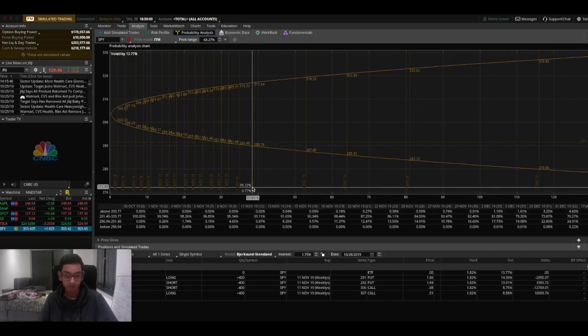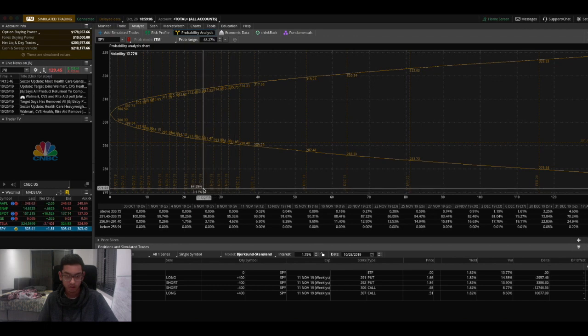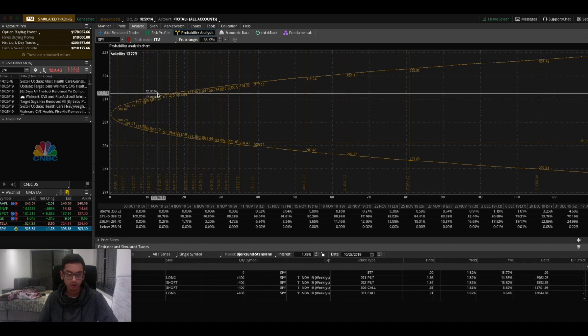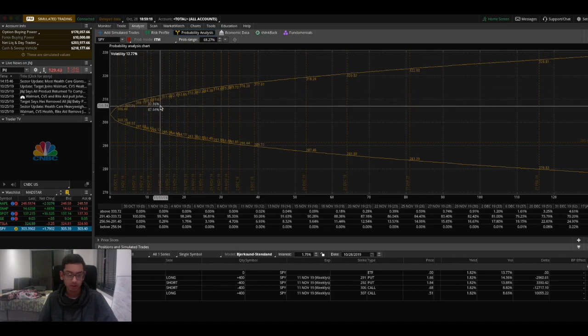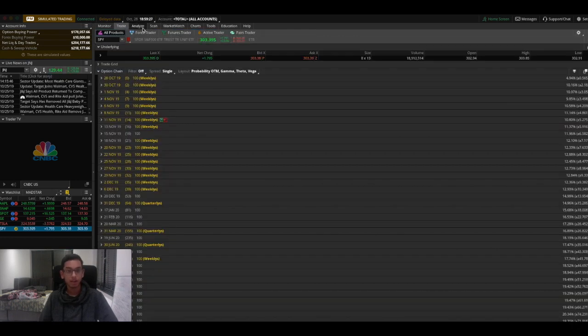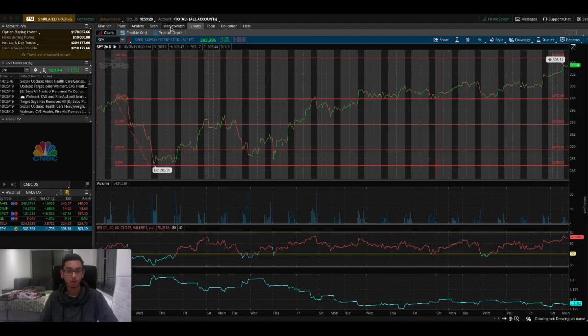What you have to do is go to the 11th of November. It's over here, and then you can go up and see how much the probability is. For it to go above 307 is basically a 30% probability. So 70% chances are with me, and as time passes on, I'll start to lock in my profit.